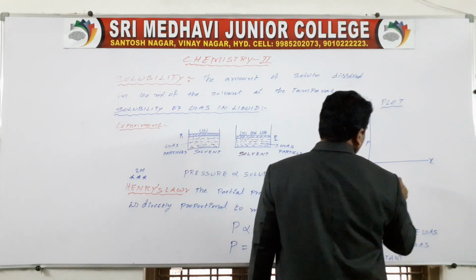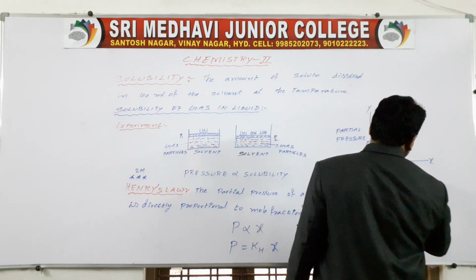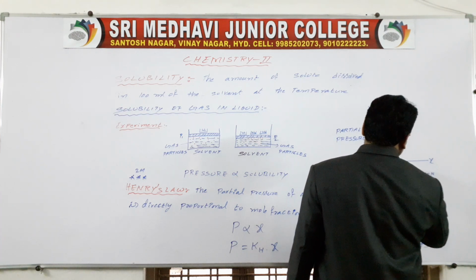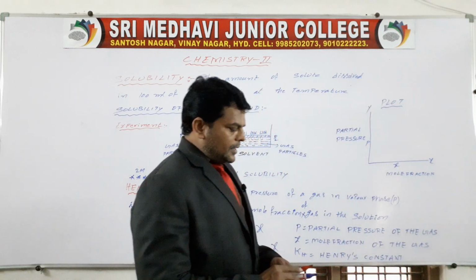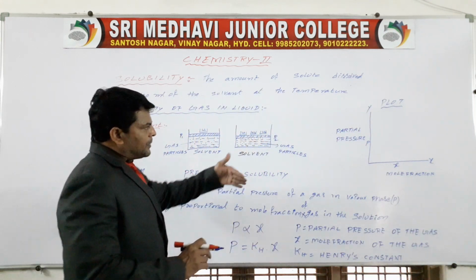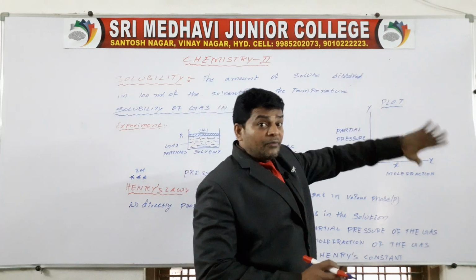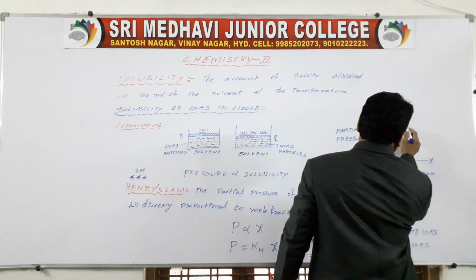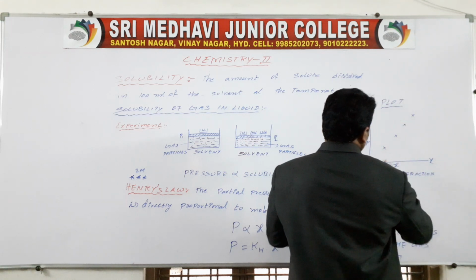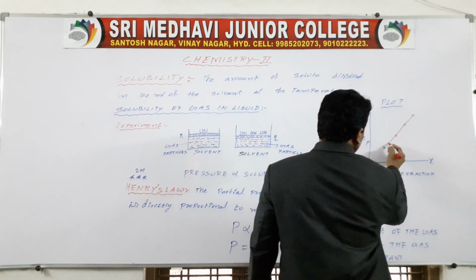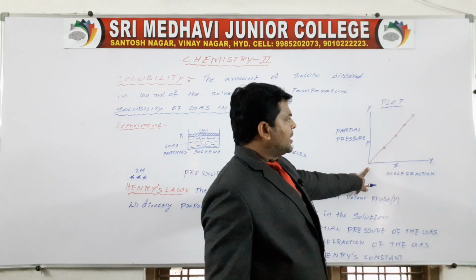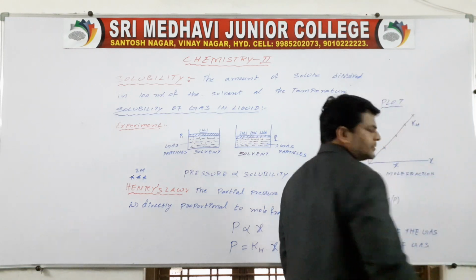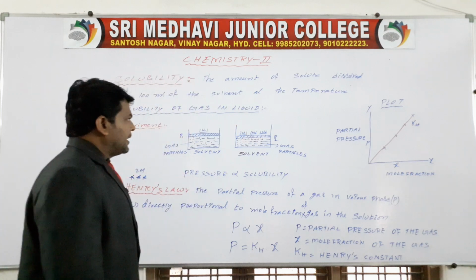Here I am taking partial pressure P and mole fraction x. So P is directly proportional to x. If partial pressure increases, then mole fraction also increases. So like this, we will get a straight line which coincides at the origin. The slope of the straight line is KH.